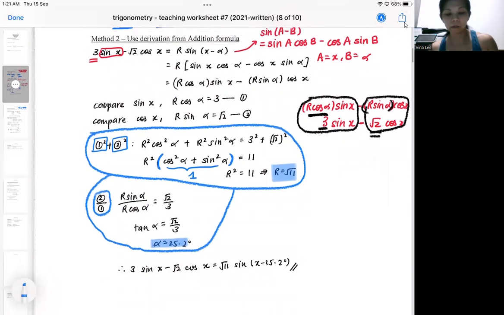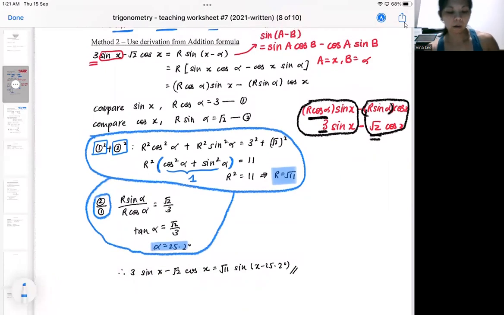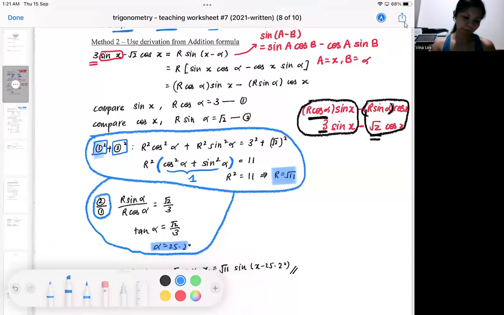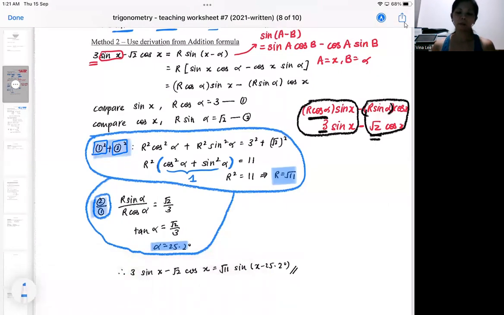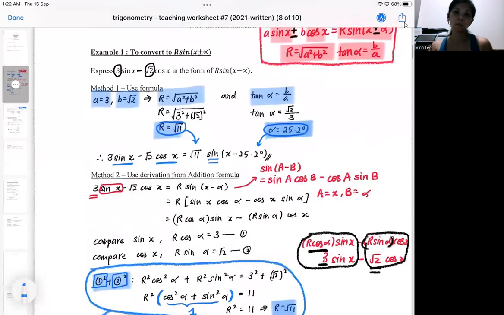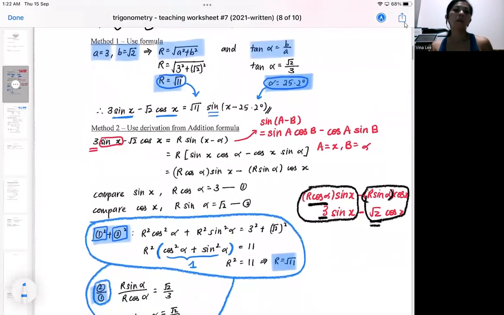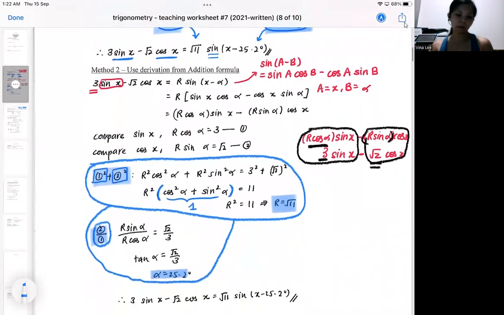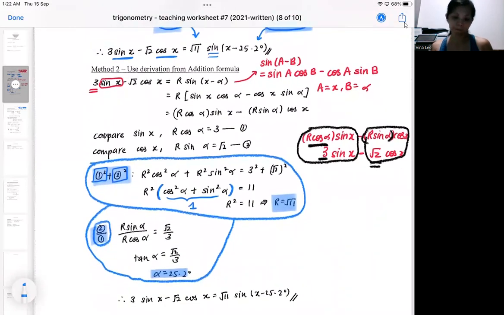So I use my addition formula. I compare the sine x, I compare the cosine x. And from the comparison, I can do the equation squares and this part to get my R and get my alpha. It doesn't change the answer. You will still get the same answer as method 1. So method 1 is without derivation. Method 2 is using the derivation from the addition formula.